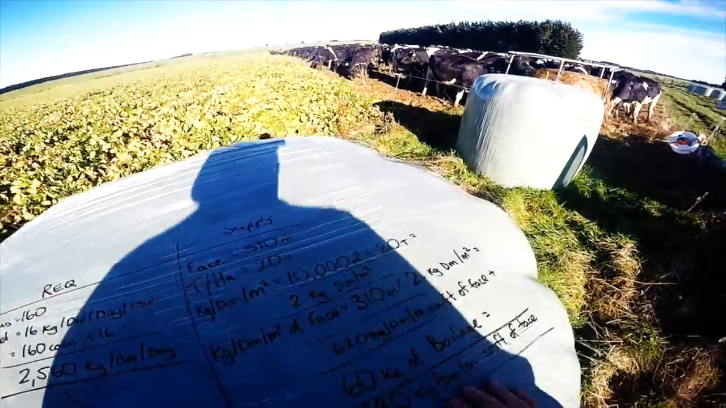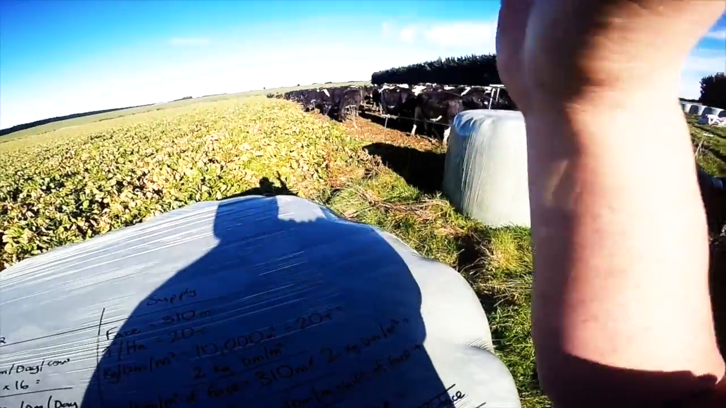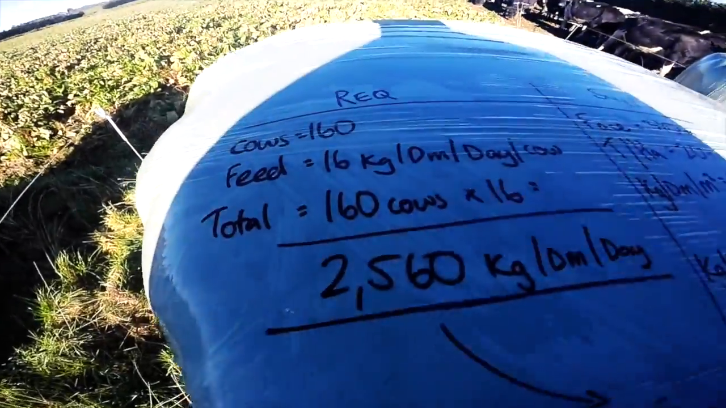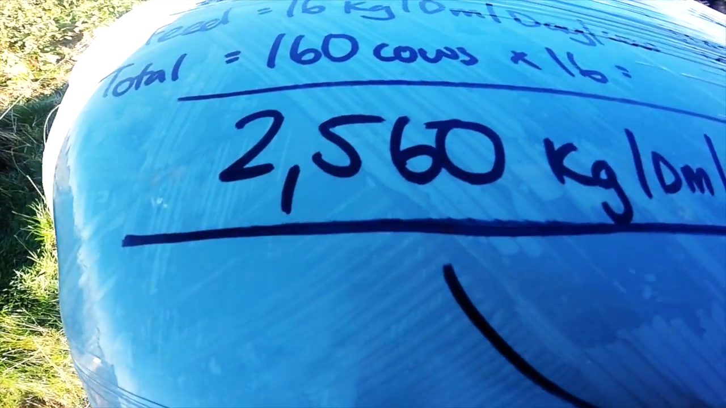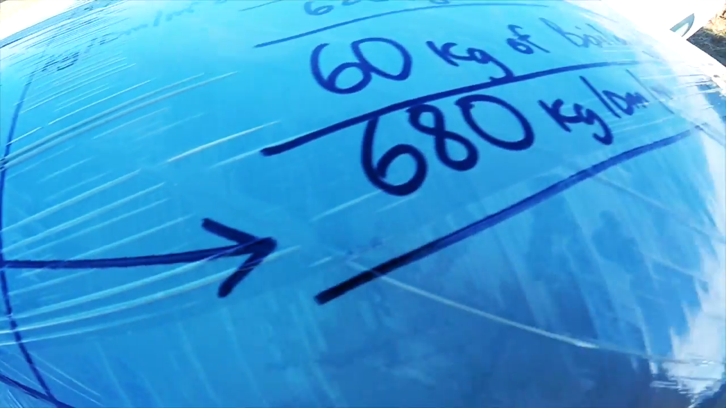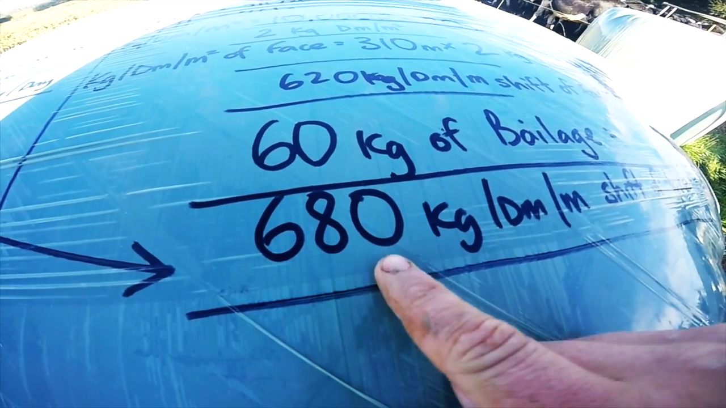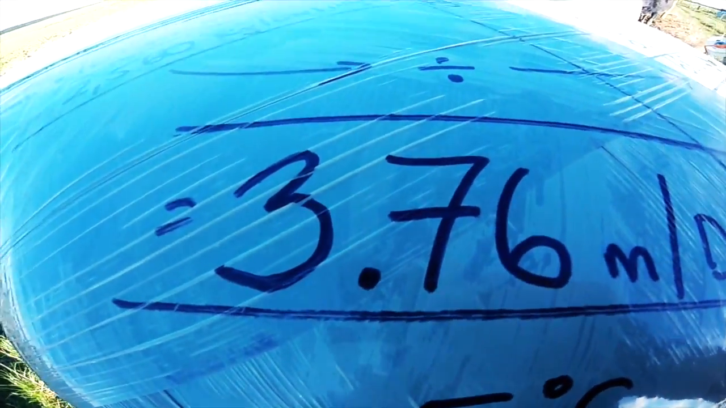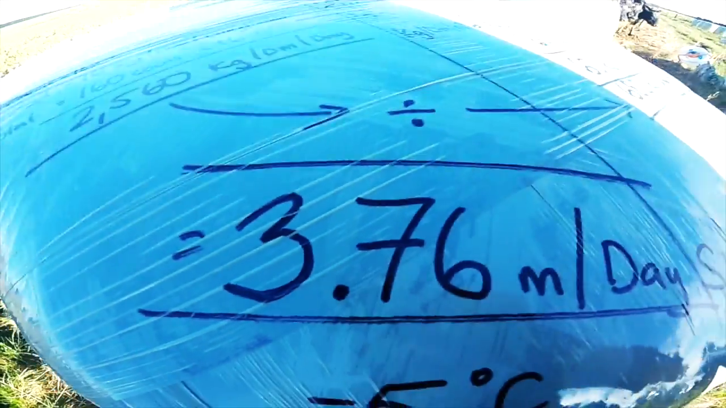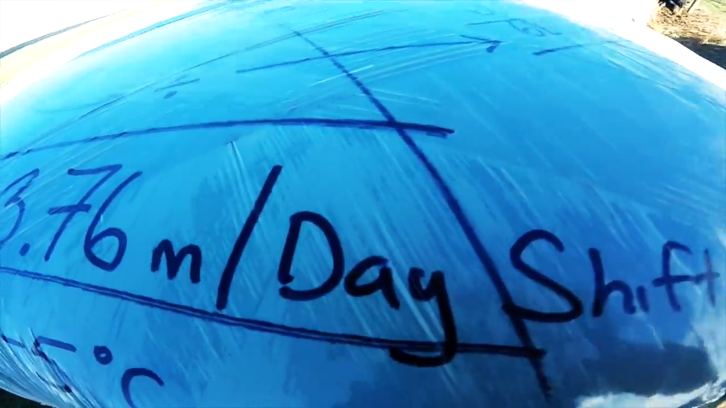Now we've got to figure out how many metres we have to shift that fence in order for each cow to get 16 kgs of dry matter. You grab your requirement there, 2,560 kgs of dry matter, divide that by your metre shift of the fence, 680 kgs of dry matter, equals 3.76. 3.76 is how many metres you need to shift that fence per day.